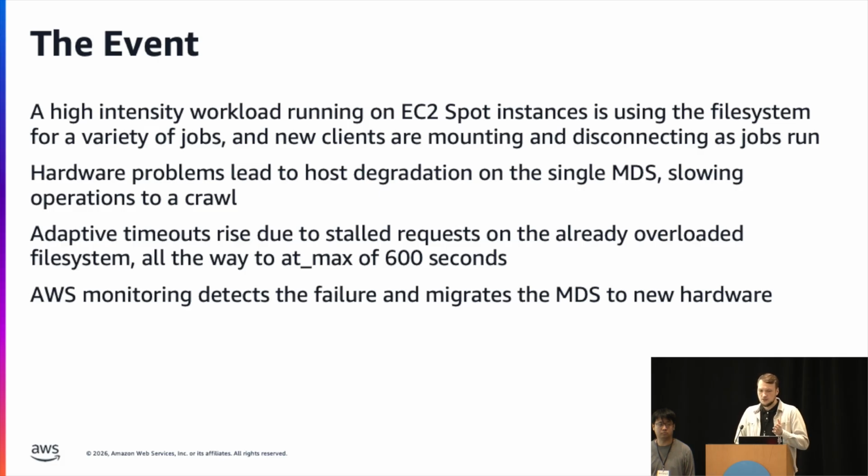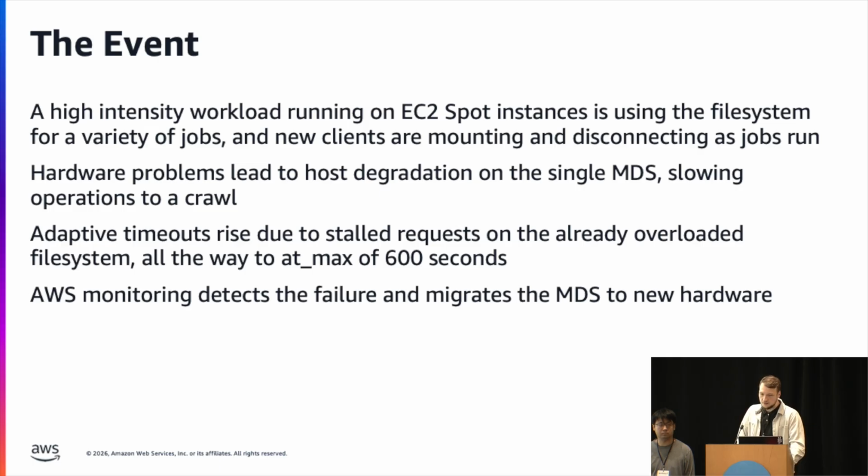In this case, there were a lot of clients on a relatively small file system, and so the adaptive timeout was already getting fairly high. This is normal and expected, and it's actually one of the nice things that adaptive timeouts provides, is that this fairly under-provisioned file system was able to handle this workload, albeit slowing down. The problem, however, was that there was a hardware issue on the host, on the MDS, which slowed things down. And due to the hardware issues, the adaptive timeout continued to rise as requests continued to not be processed.